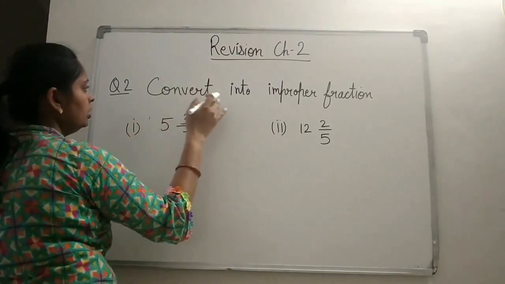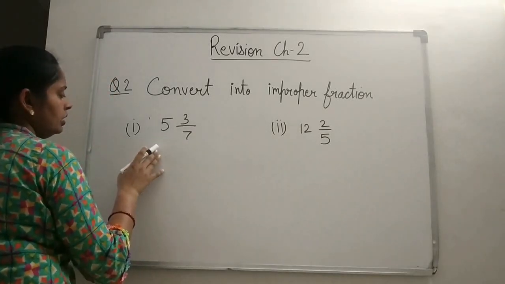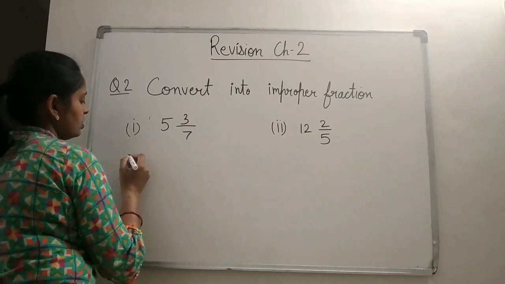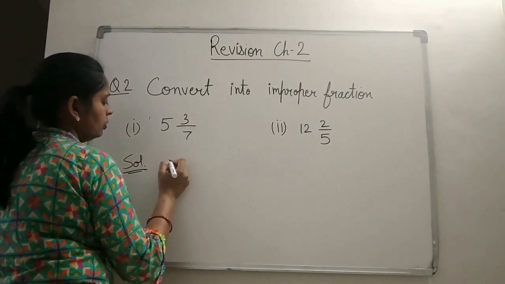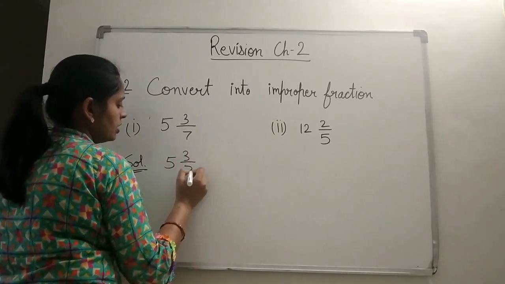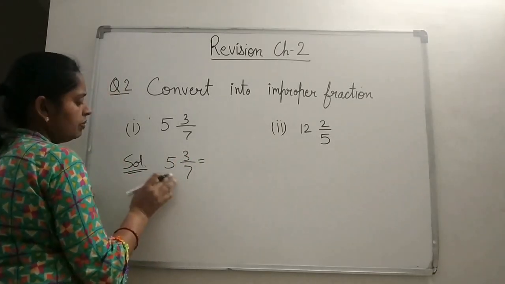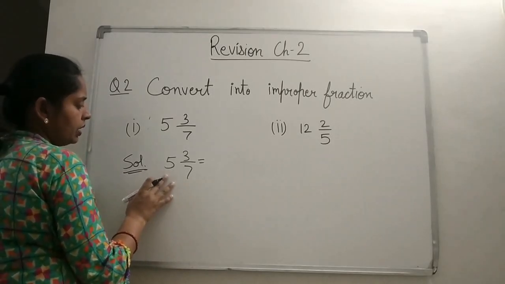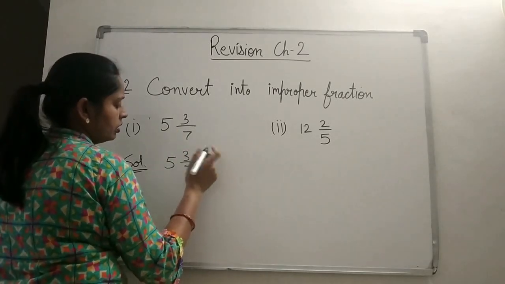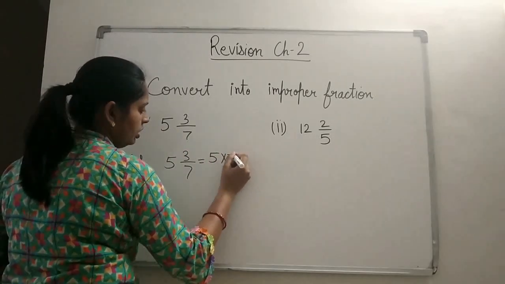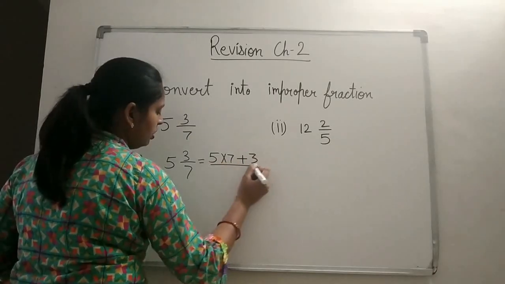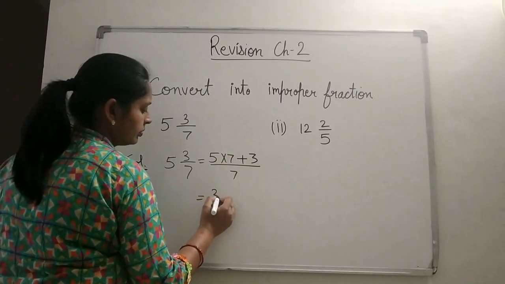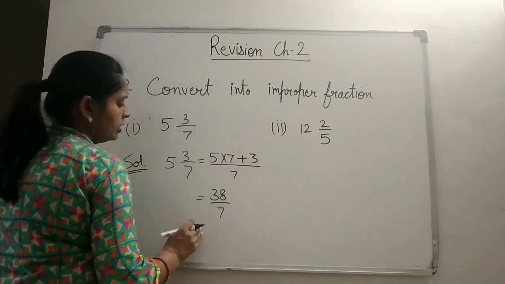Second question is convert into improper fraction. In this you already have the mixed fraction, and now you have to convert it into an improper fraction. So how will you do it? I think you all know how to do it. 5 3 by 7, this is your question. We have to multiply these two terms, that is the whole part and the denominator, and then it will be added by the numerator. So we got 5 into 7 added by 3 upon 7. So you get 7 5s are 35 plus 3, 38 by 7, right?